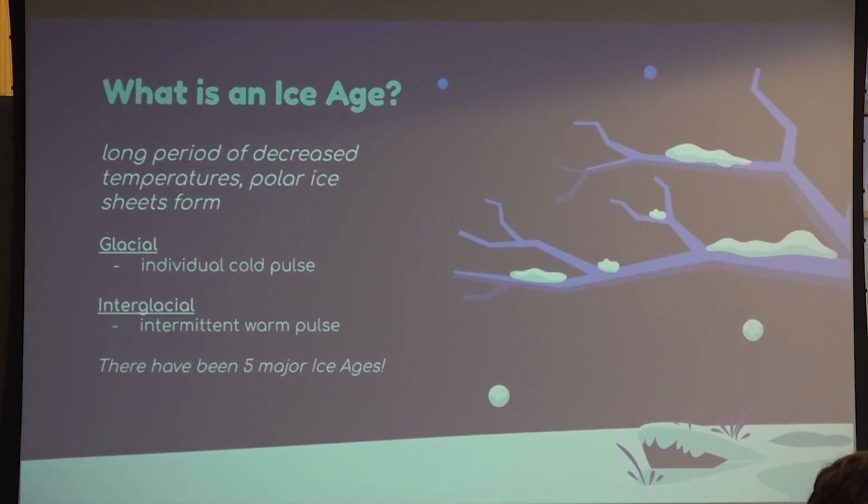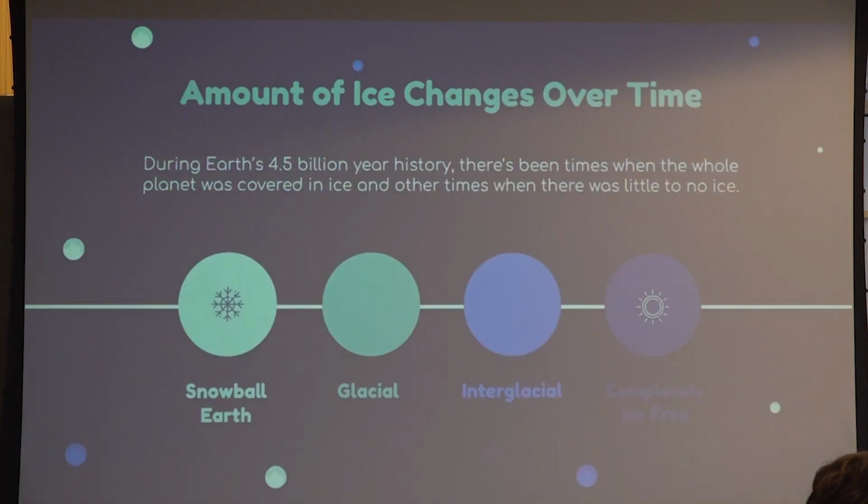And you have two periods in an ice age. You have a glacial period where it's an individual cold pulse and the ice is growing. And then you have an interglacial phase where it's an intermittent warm pulse where your ice either retreats or stops growing. So technically today, since we still have ice sheets, we are in an interglacial period of this most recent ice age. So we're still in it. Once all of our ice melts, we will officially be out of an ice age.